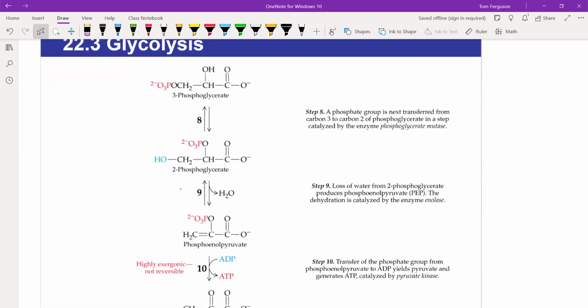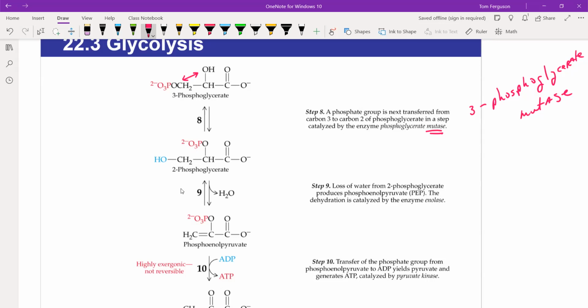Okay, so we have the 3-phosphoglycerate, and we're converting it to what? It's the same basic molecule, except these groups are swapped. That would be a mutase. So that's the substrate, and the enzyme is a mutase. Now we end up with the phosphate group being on carbon 2.